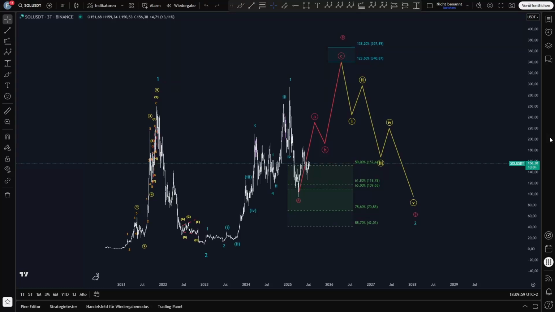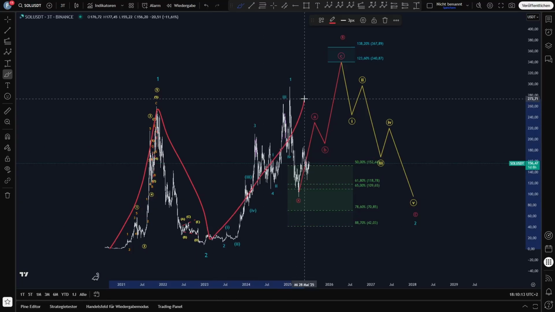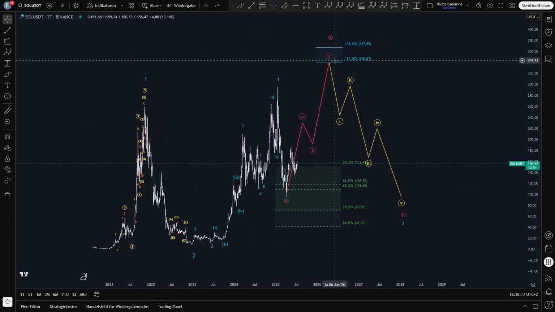Like always, first we are going to take a look at the 3-day chart, the 3-day time frame, and then switch to the shorter time frame. So in the daily chart, we have a double 1-2-1 setup, and we are still running in the second wave 2.